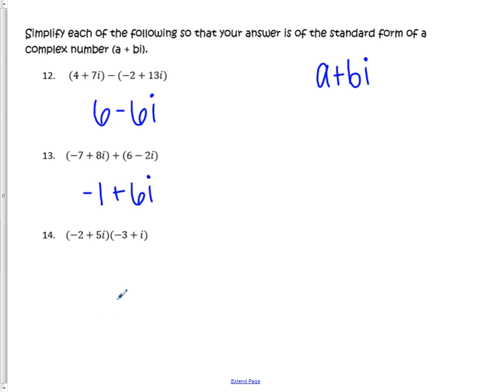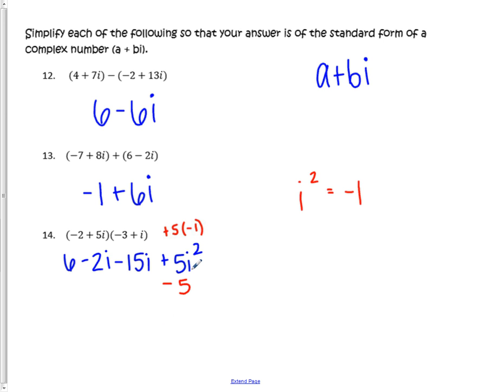When you're multiplying complex numbers, it's just like FOIL. So we're going to go ahead and do negative 2 times negative 3 is 6. Negative 2 times i is minus 2i. 5i times negative 3 is negative 15i. 5i times i is a plus 5i squared. So the only thing that's different here is that i squared, we have to remember i squared equals negative 1. So this is really like a positive 5 times negative 1, which ends up being like a minus 5.